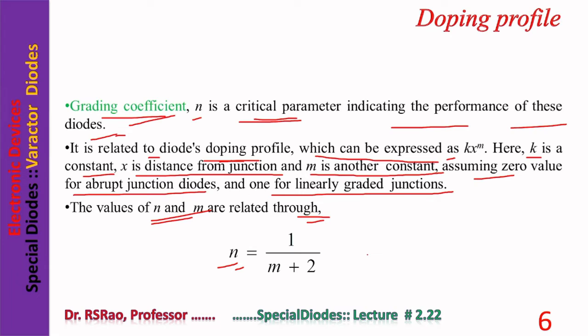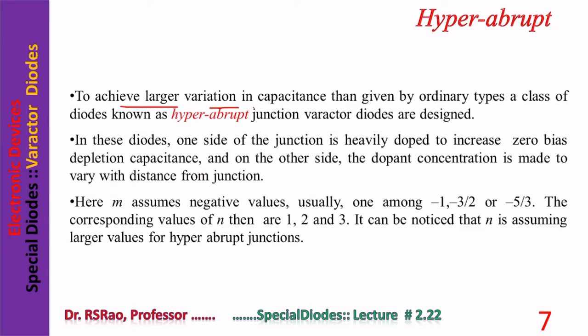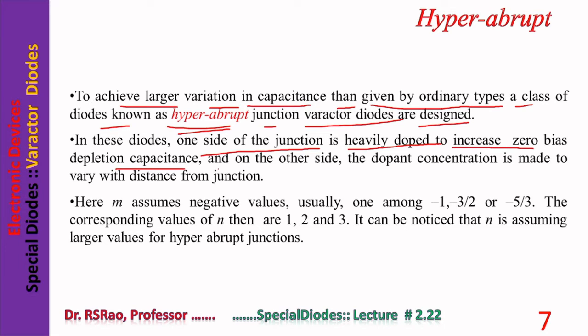So grading quotient essentially depends upon doping profile. So capacitance variation with voltage depends upon doping profile. To achieve larger variation in capacitance than given by ordinary types, a class of diodes known as hyperabrupt junction Varactor diodes are designed. In these diodes, one side of the junction is heavily doped to increase zero bias depletion capacitance, and on the other side, the dopant concentration is made to vary with the distance from the junction.